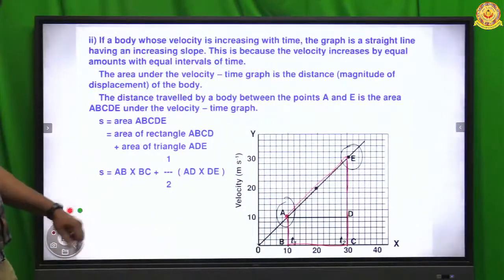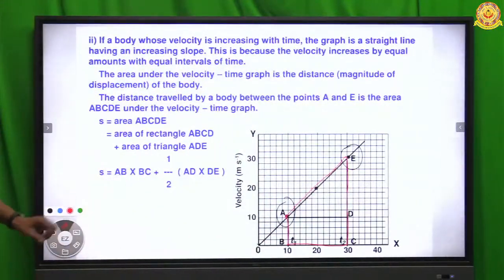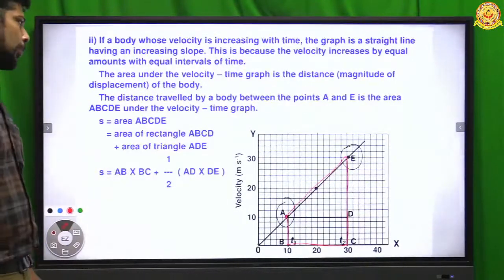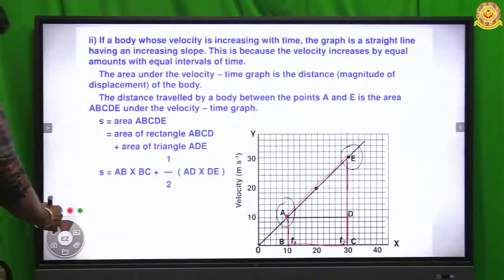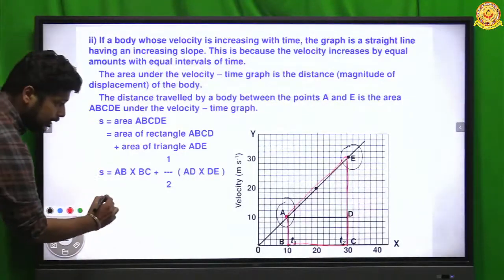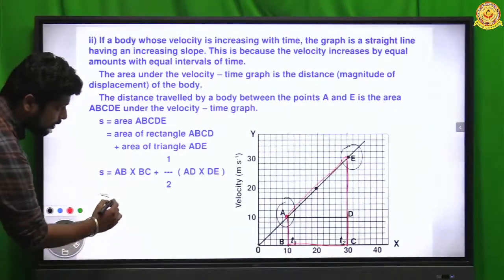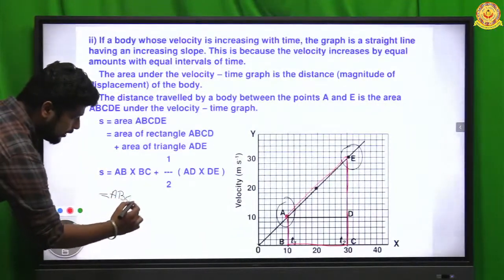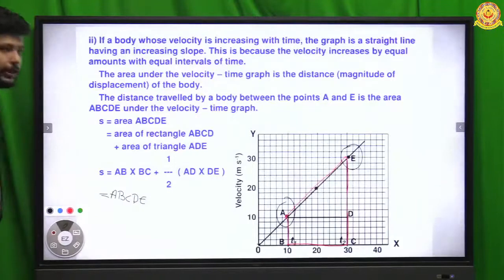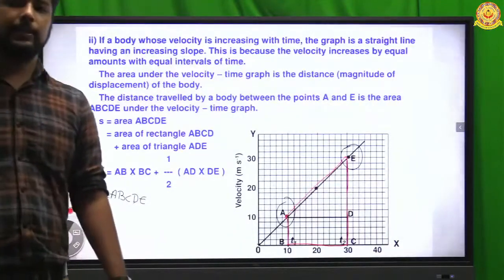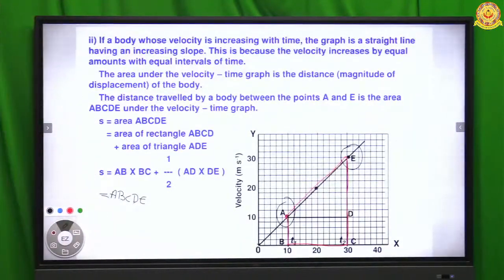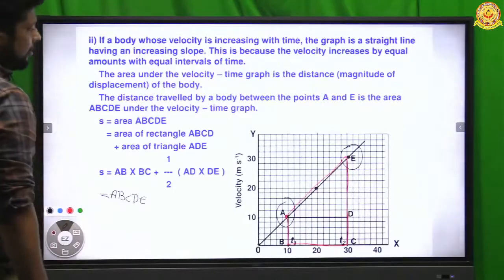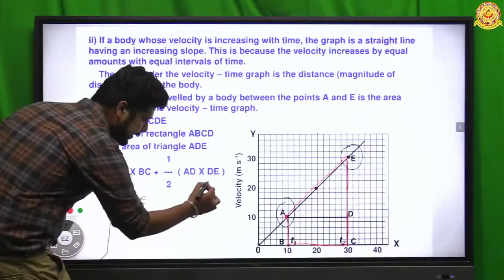That red color, this is our area. And how can we depict this area? This is the area of A, B, C, D, E. We will take out the A, B, C, D, E area. Okay. Now A, B, C, D, E, what? Because this is the pattern we are getting.